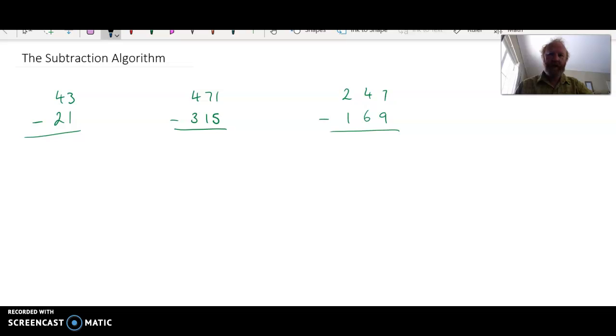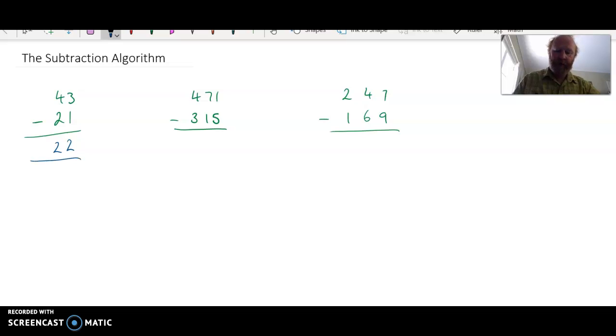We're having a quick look at the subtraction algorithm here, and at the end I'll say a quick note about an old method that was used that is very much out of favour today. So our first question here is a fairly easy question because the numbers at the bottom are all lower than the numbers directly above them. So working in the units column here, I have 3 minus 1 is 2. I have 4 minus 2 is 2.